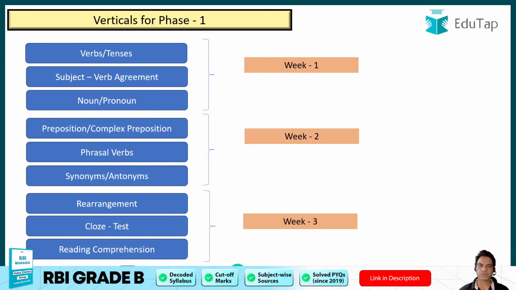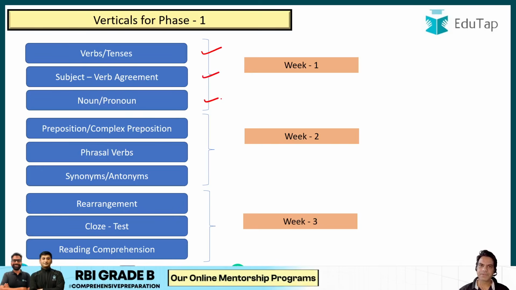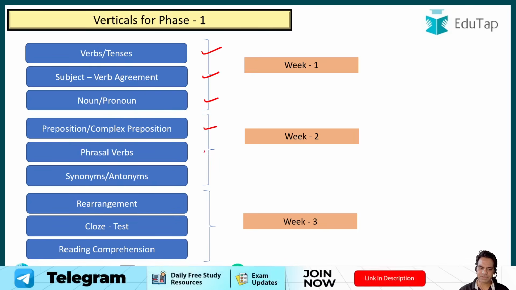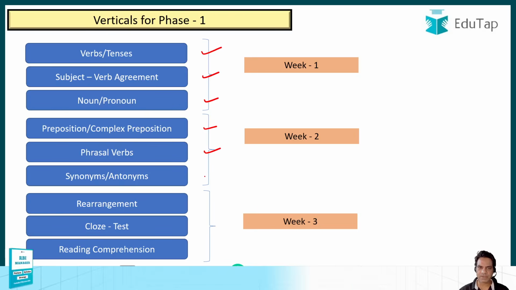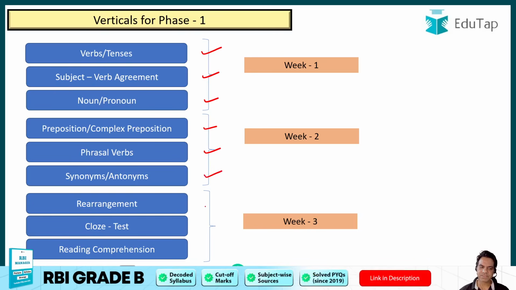Now guys, what should be your strategy for the next 4 weeks? Week 1, guys: quickly revise your verbs and tenses, followed by subject verb agreement and nouns and pronouns. So you will be able to cover these 4-5 chapters in week 1. Then week 2, revise preposition, complex preposition, phrasal verbs, and this should be the end of your grammar, and then start with your vocabulary: phrasal verbs, synonyms, antonyms.